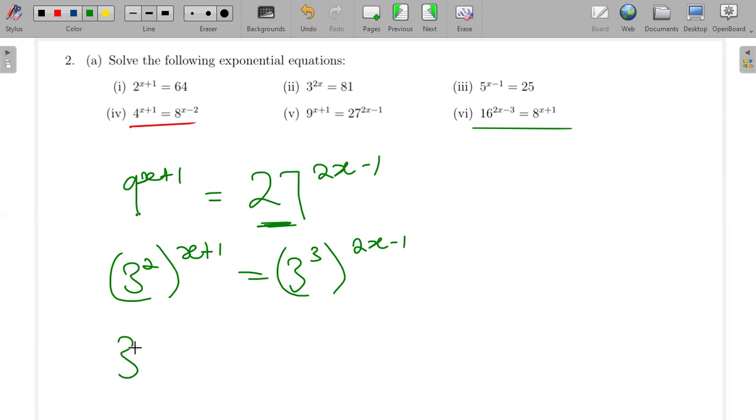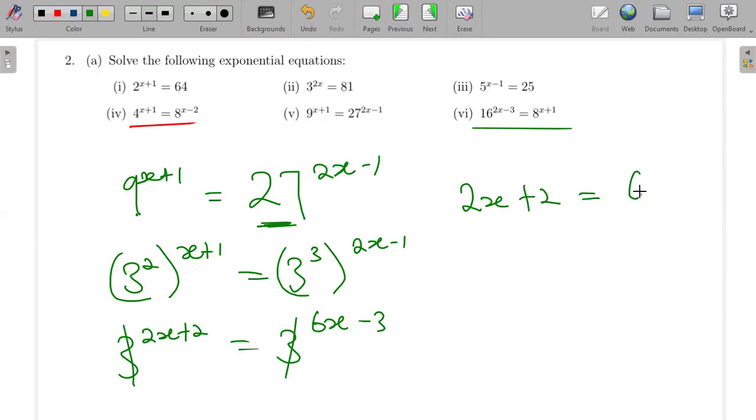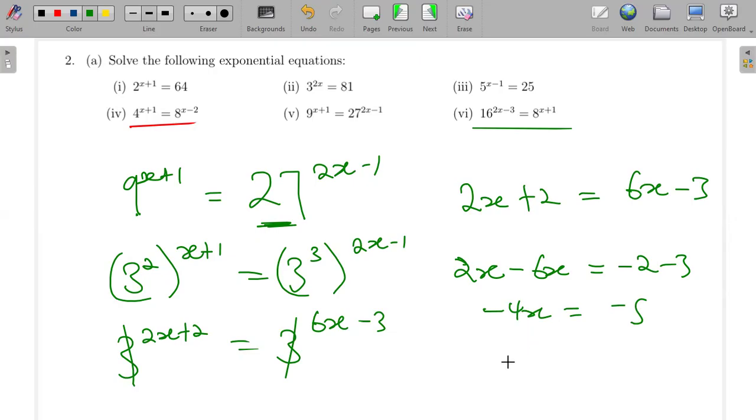So here I'm going to have 3^(2x+2) = 3^(6x-3). So the bases now are the same. I can cancel them. I remain with 2x + 2 = 6x - 3. Like terms together, we're going to have 2x - 6x = -2 - 3. This will give me -4x = -5. So divide both sides by -4. I get x = 5/4.